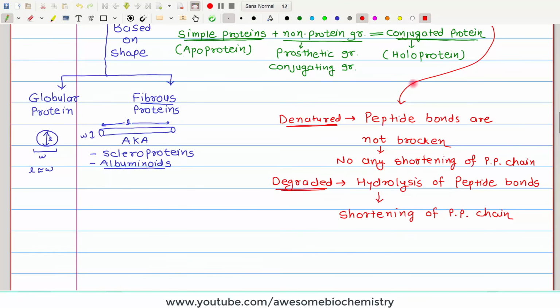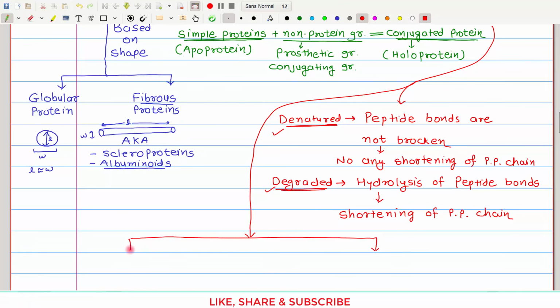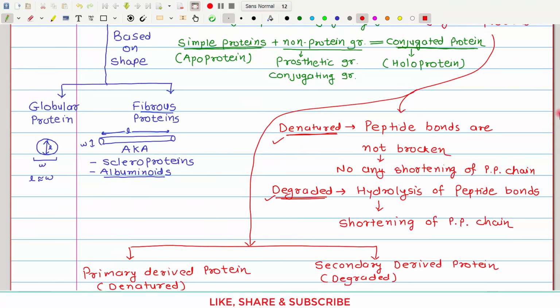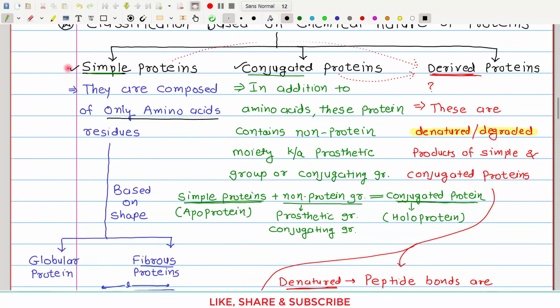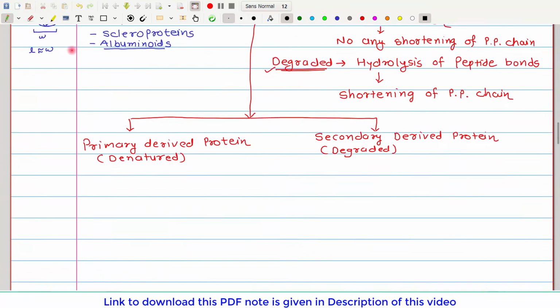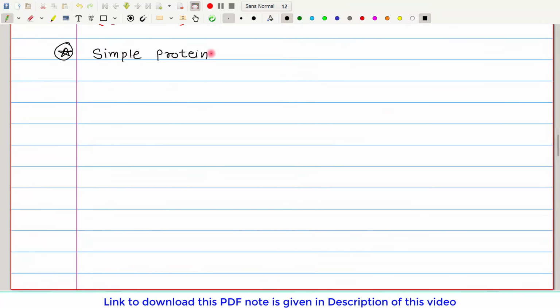So based on whether it is a denatured or degraded derived product, they are further subclassified into two groups. The one is the primary derived protein, which is of the denatured variety, and the second one is the secondary derived protein, which is of the degraded variety, right? So I hope that by this you can easily differentiate what is the meaning of simple protein, what is the meaning of conjugated protein, and what is the meaning of derived proteins, right? So next we are going to discuss the various examples of all these three categories, right?